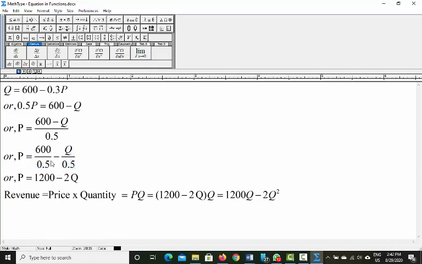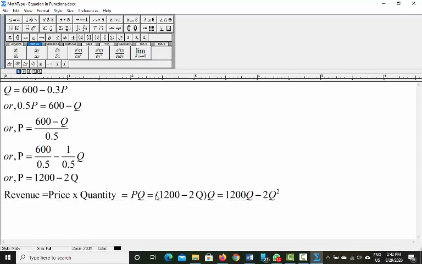So if you divide 600 by 0.5, you will get 1200. And if you divide this one by 0.5, here we have a 1. So if you divide 1 by 0.5, you will get 2. That means we actually have 2q. Because 1 divided by 0.5 is equal to 2, we can write 2q. So P is equal to 1200 minus 2q.